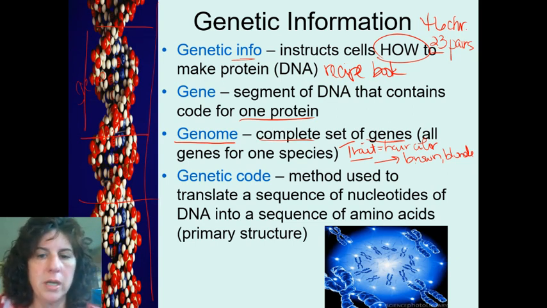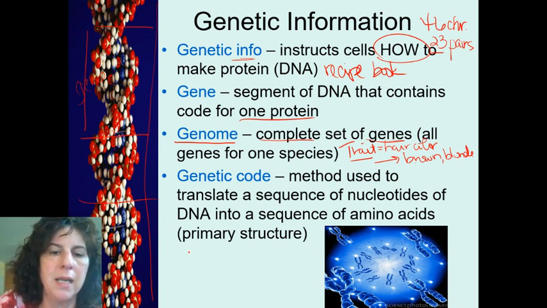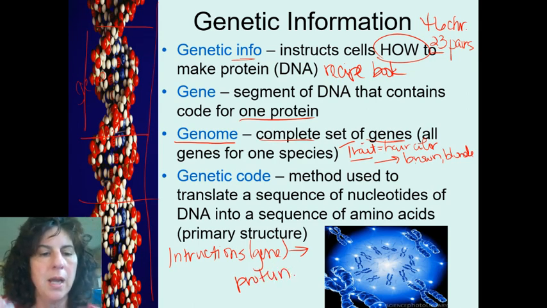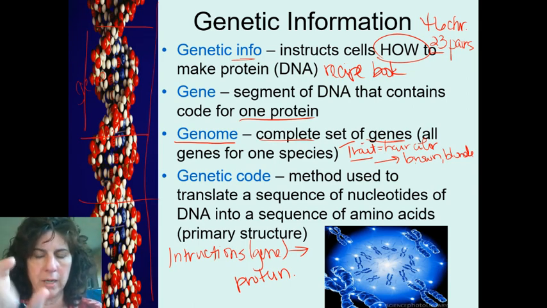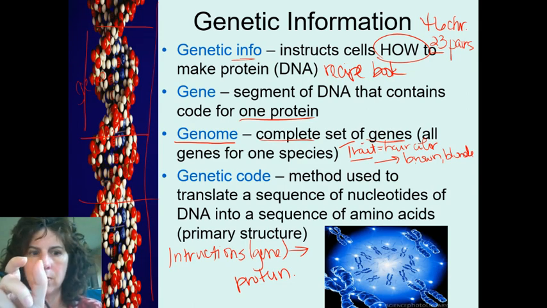Then we have this term genetic code. Genetic code is how we're going to go about taking the instructions, right? The instructions, which is your gene, and making that into a protein. In other words, let's go back to that reference I made to a recipe book. I've got the recipe book, which is your whole genome, right? I take one recipe that's held in the DNA, and I have to take that recipe and I have to make cookies out of that, right?